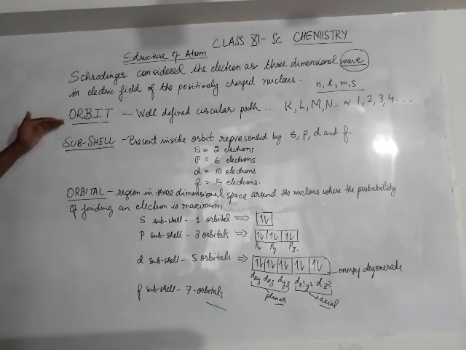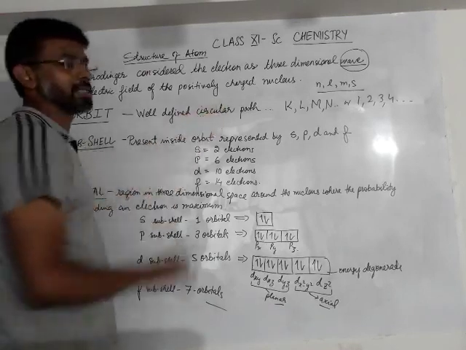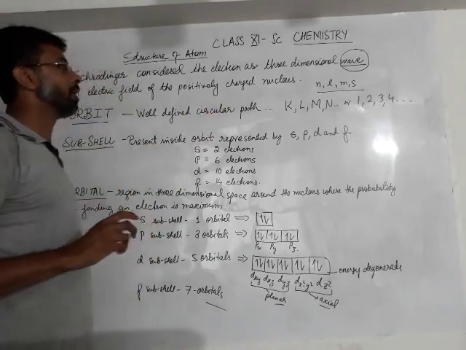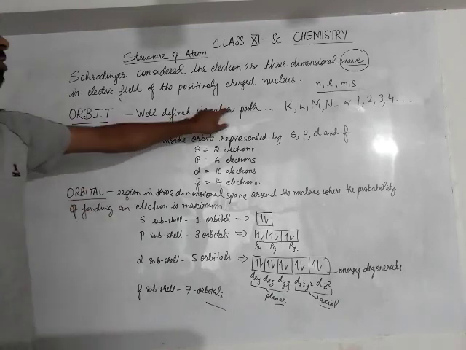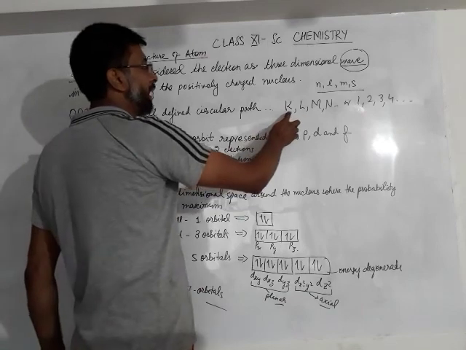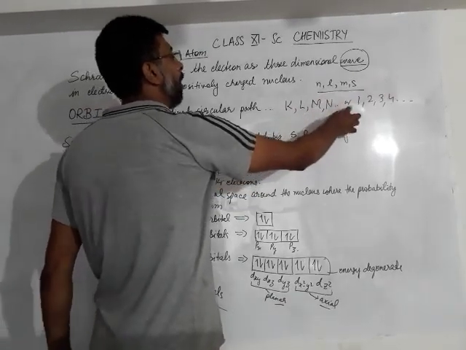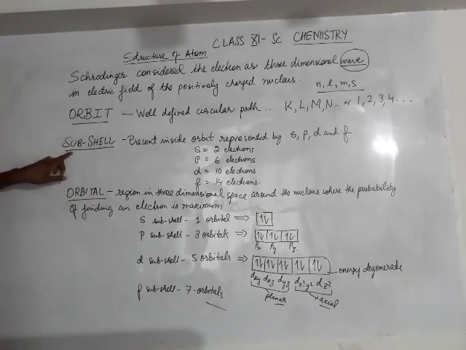What is an orbit? An orbit is nothing but well-defined circular paths. We have learnt about orbits or shells in our junior classes, but here well-defined circular paths are orbits, represented by English capital letters K, L, M and so on, or 1, 2, 3, 4 and so on. That is an orbit. Next we have a concept which is called a subshell.